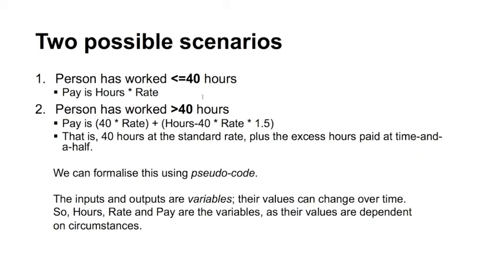The standard pay, that is the 40 hours at the standard rate, but then they get the excess hours that are costed at time and a half. So we calculate the excess hours by subtracting 40 from their hours. So if they'd worked 50 hours, we'd get 10 hours, for example, and then multiply this by their hourly rate multiplied by 1.5 to give the overtime.